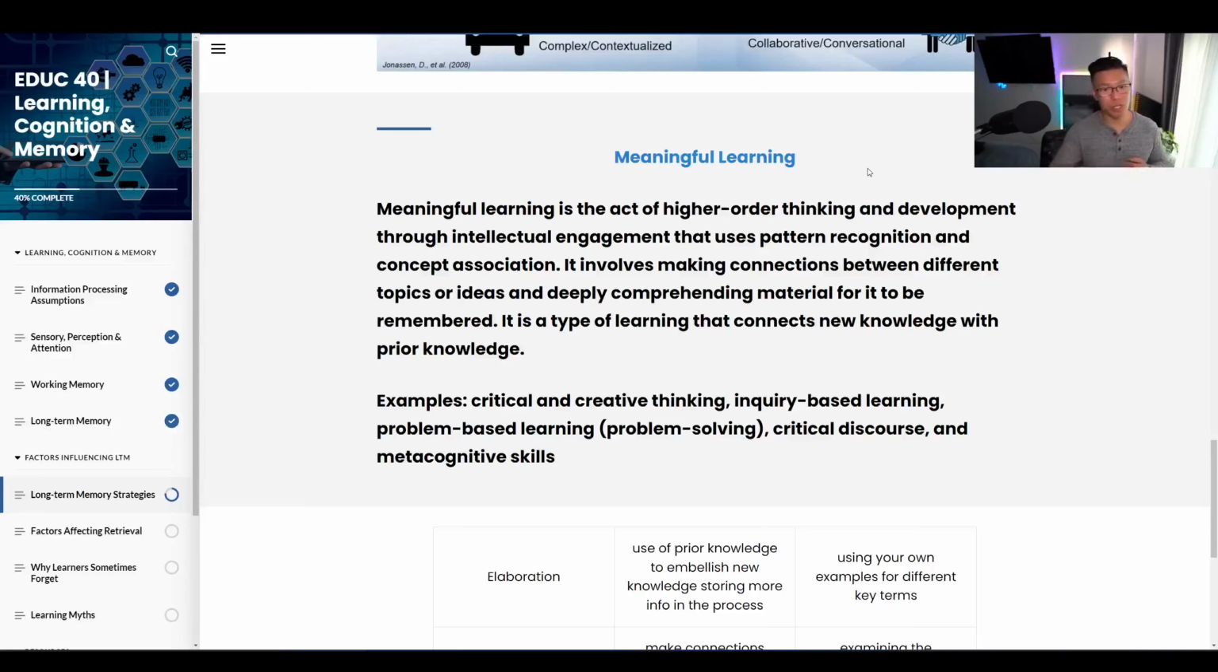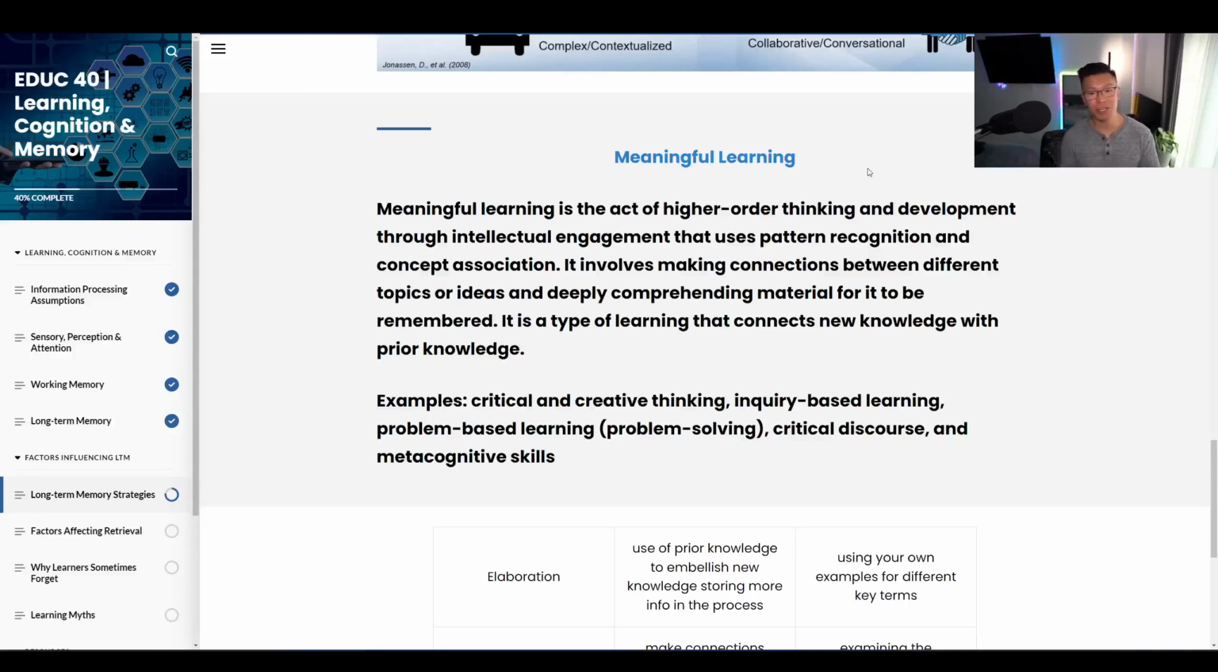In the previous weeks, we were learning about reinforcement and punishment, positive and negative, recognizing those patterns between what is considered positive reinforcement and what is considered negative reinforcement. How can we recognize those patterns so that when we take an exam or when we talk about the concepts that we've learned, we can easily make those connections? So it involves making connections between different topics or ideas and deeply comprehending the material for it to be remembered.